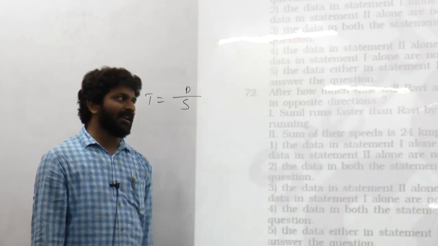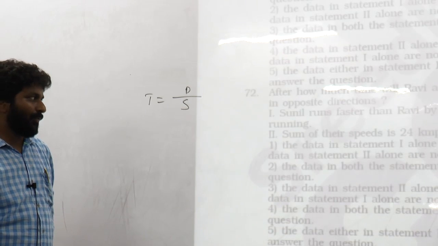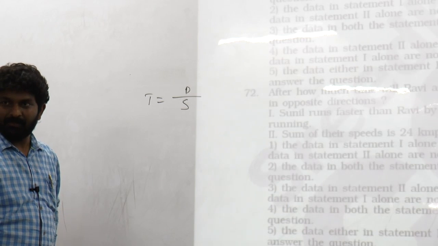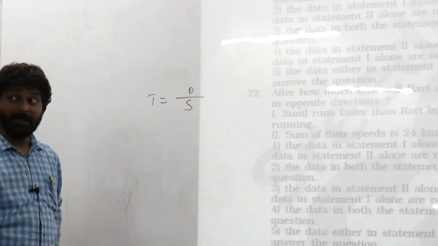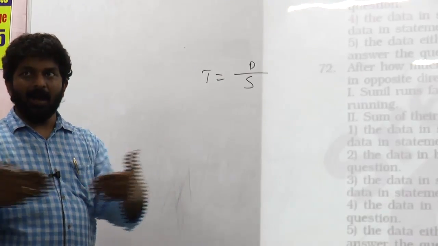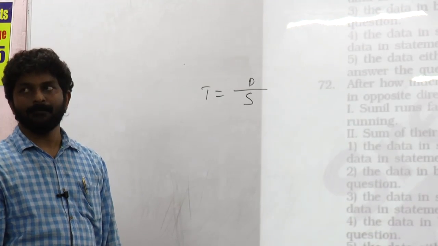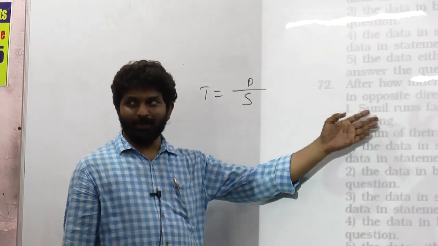Sunil runs faster than Ravi by 2 km per hour. They are 20 kilometers apart when they start running. Will you get an answer from that? Yes or no? In which direction they are moving? Opposite direction. So relative speed becomes S1 plus S2. So you will not get the answer.